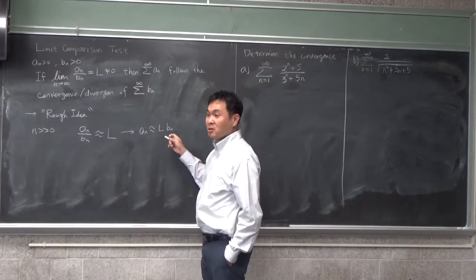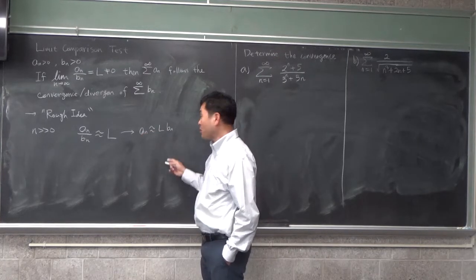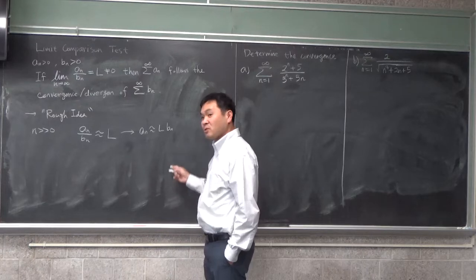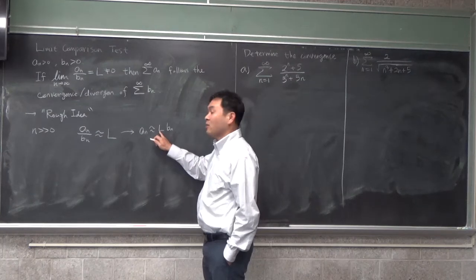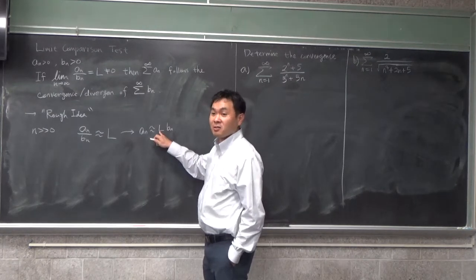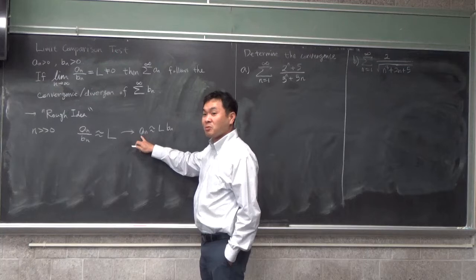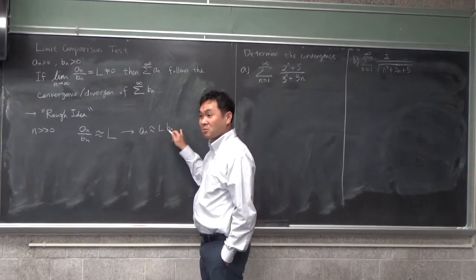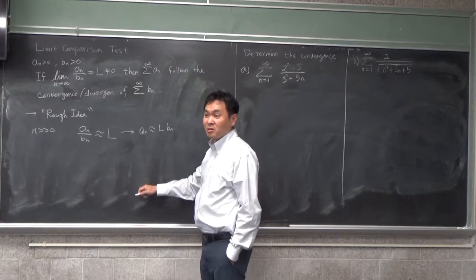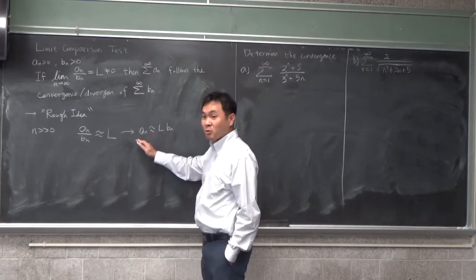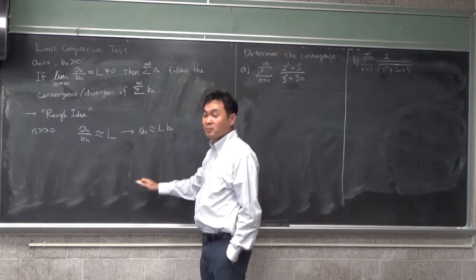Right? So if you have two lists of numbers, where one list is an infinite series that, if you add them up, goes to, let's say, 4, and this L is, say, 3, then if you add up the second list, which is about 3 times the other list, the sum will be about 3 times 4. Right? So if this one converges, this one should also converge as well.